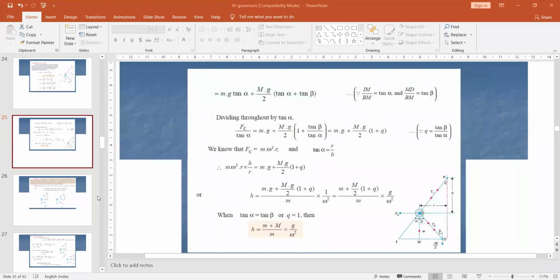Do you have queries regarding this derivation part? Please respond. Any queries? Number 76, are you visible on my screen? Roll number 302, please respond.